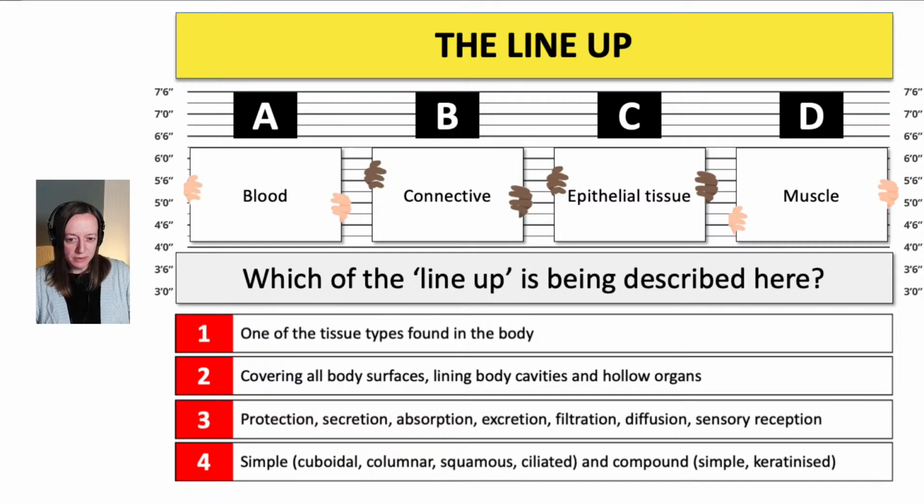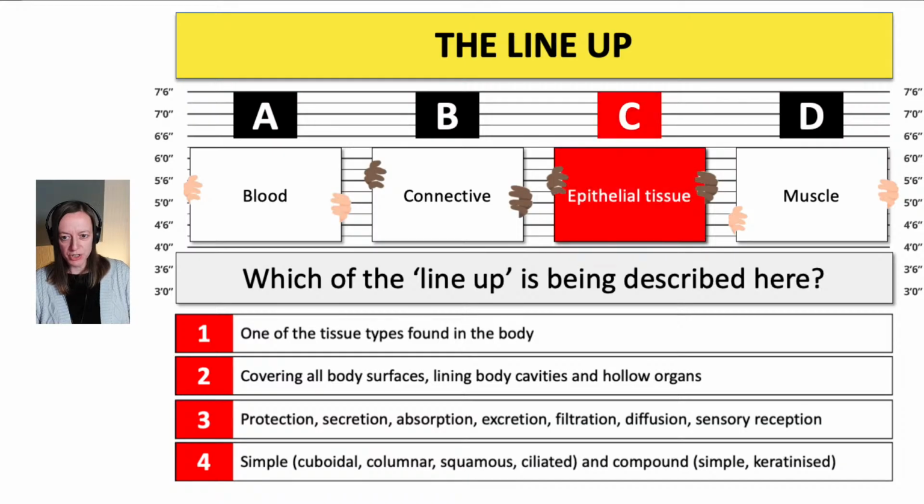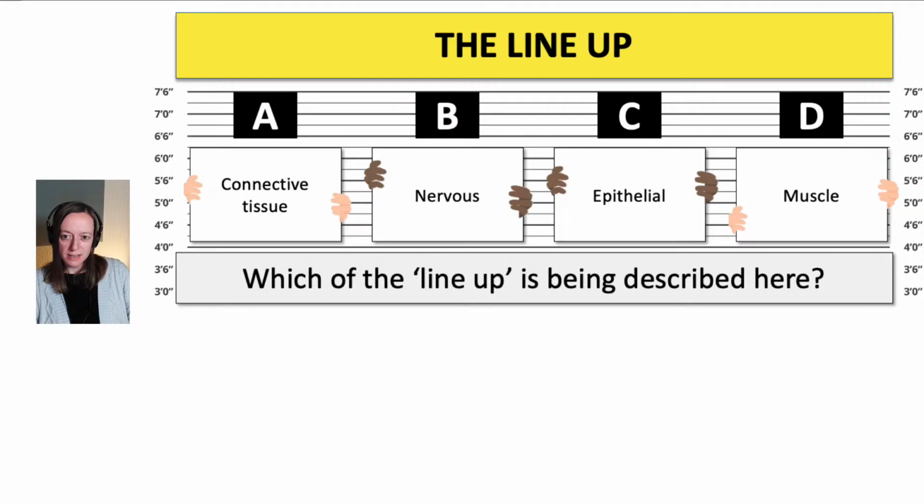It can be simple, cuboidal, columnar, squamous or ciliated, or it can be compound, simple or keratinized. So yep, I think you're all going to stick with it, aren't you? It is epithelial tissue. Well done. So it's really important that you know the different tissue types and then within those tissue types, the subtypes. You need to know where you find those tissues, you need to know their function, and then you need to know about their structure as well. So there's actually loads of information that you need to absorb and process and be able to recall in your exam. So let's have a look at the next one.